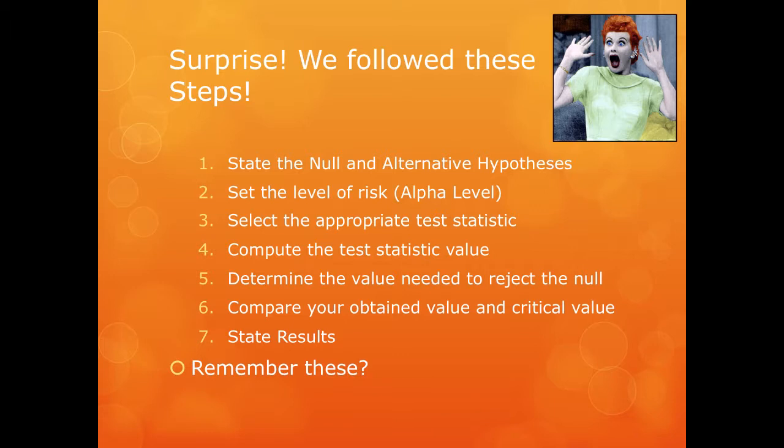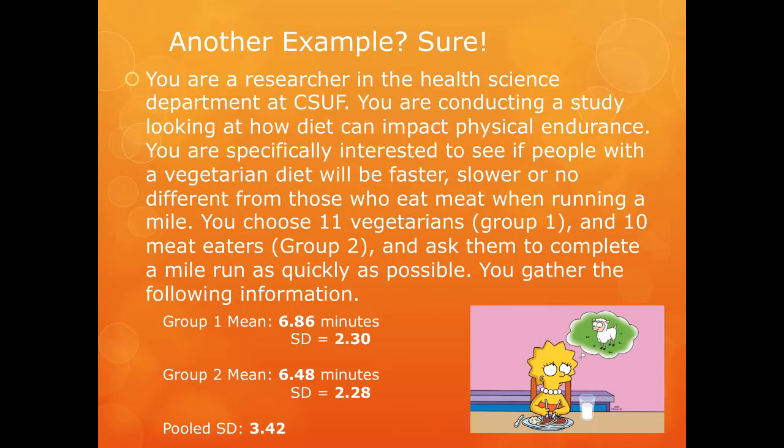All right, so we just followed all those steps. We were able to state the null, state the alternative, we set our alpha level, we selected the appropriate test, we computed the test statistic, we determined the value needed to reject the null, we compared our obtained value to the critical value, and we were able to state our results. Now, I really want you to remember those. You might see a short answer question on the final that says state the steps of the hypothesis testing. So I would definitely know this, guys.